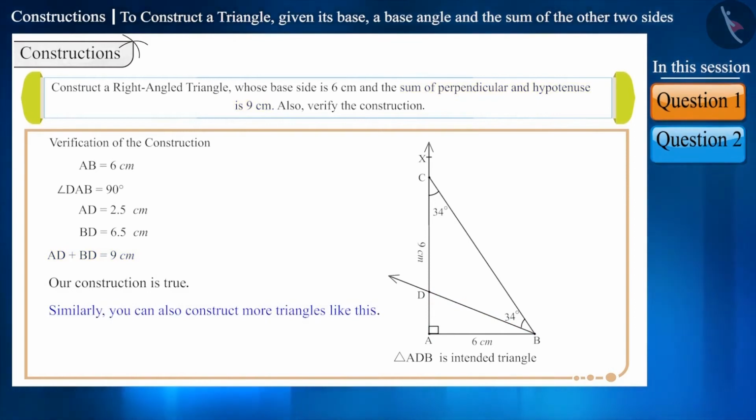Similarly, you can also construct more triangles like this, where you are given the base side, the base angle and the sum of the other two sides. You can try to do more such construction by changing the length of the sides and the measure of the angles. But if you have to construct a triangle where you are given the base side and instead of the base angle, the measure of the other angle is given, and the sum of the other two sides is also given, then how will you do such a construction?